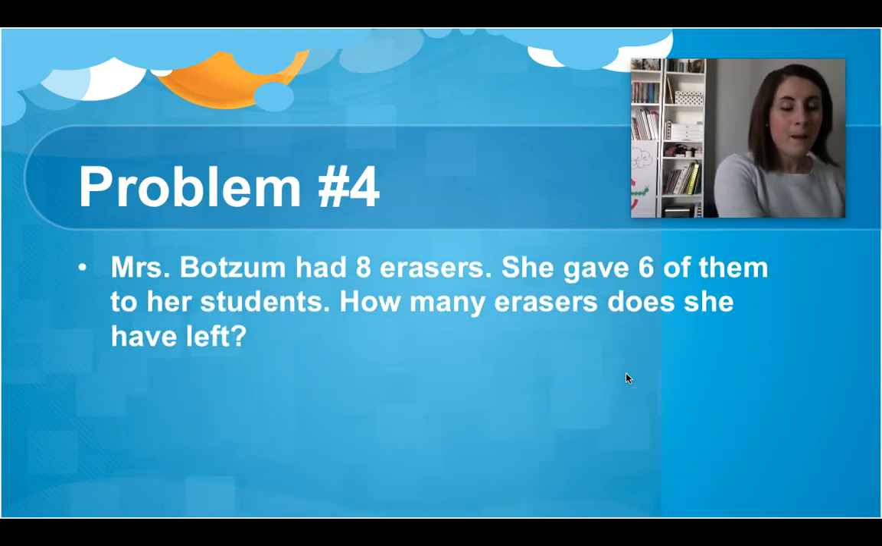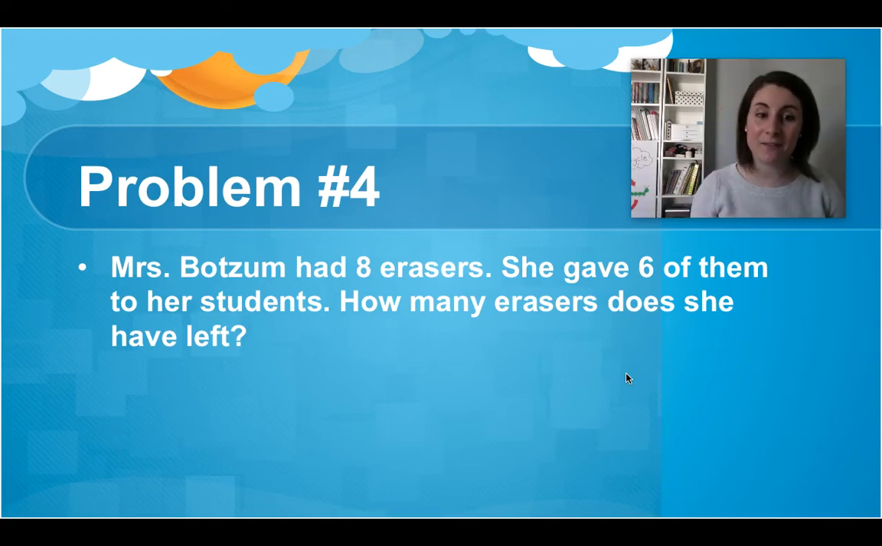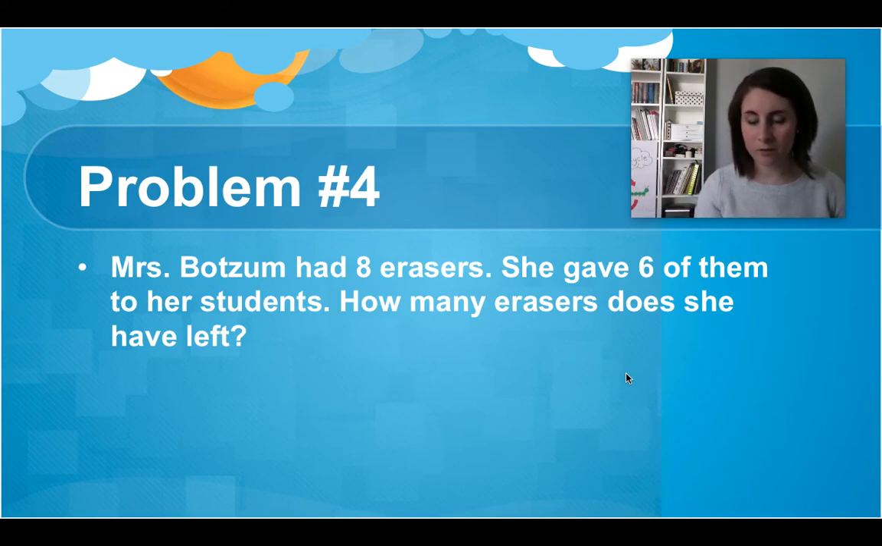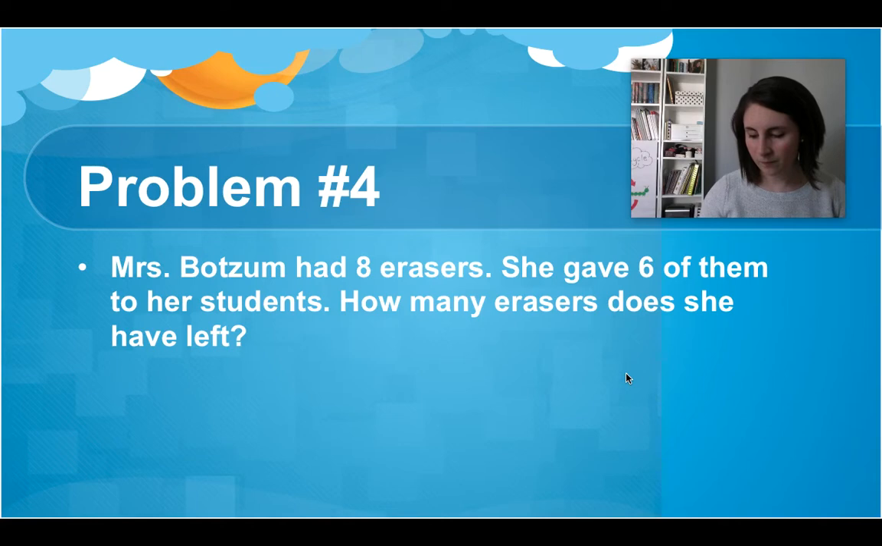All right. We have problem number 4. Mrs. Bottom had 8 erasers. She gave 6 of them to her students. How many erasers does she have left? Okay, same thing. Take a few seconds. Think about what it's supposed to look like. Where's your bigger number? What are you taking away? Set up your number sentence. Then we'll double check. I'm going to write mine. Okay, I wrote my number sentence. So I'll give you a few more seconds to write it on your own.